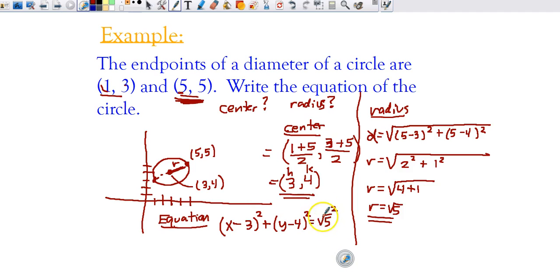Now, I would accept that, but I would like to see the square root of 5 squared simplified to just 5. So I'm going to write my final answer as x minus 3 squared plus y minus 4 squared, and we don't have to change those because they're not double negatives, is equal to 5.